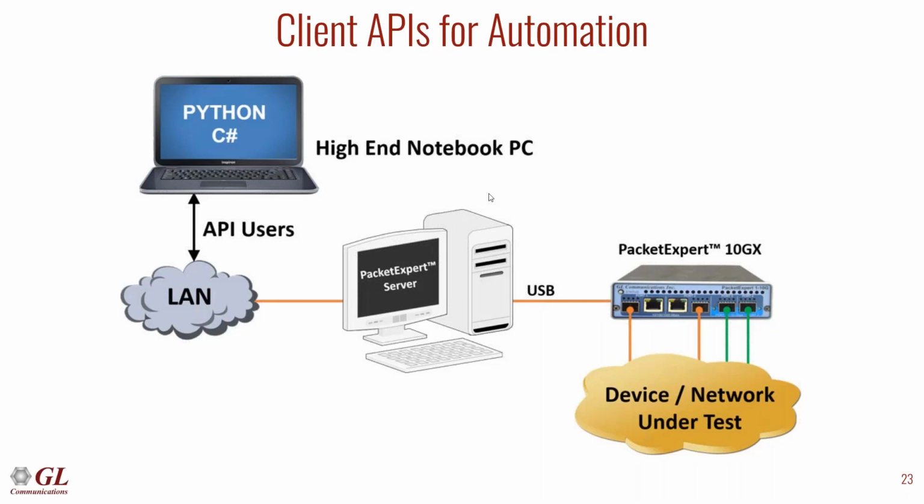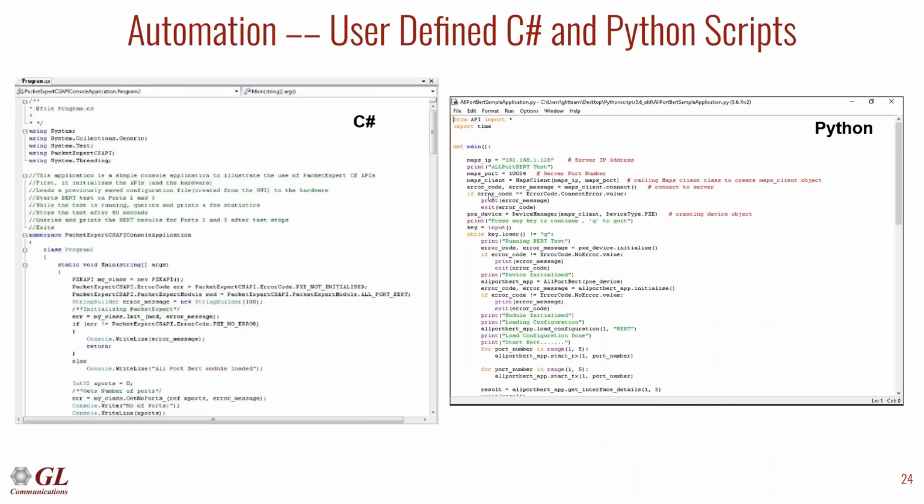In the next slide, you can see our sample C# and Python scripts. We also provide a sample application, which can be used directly, which will run a simple test and give back the results. And we also expose many high-level APIs which will allow the user to write his own scripts so that he can automate his tests easily. Here you can see on the left side the C# sample application, and here the Python sample application.